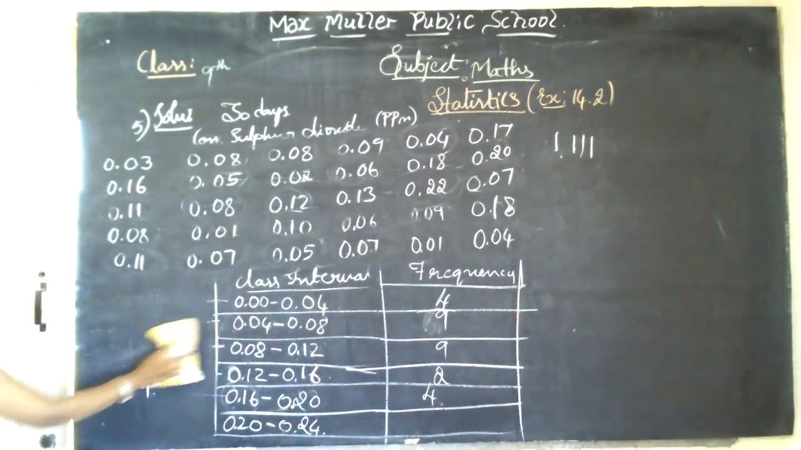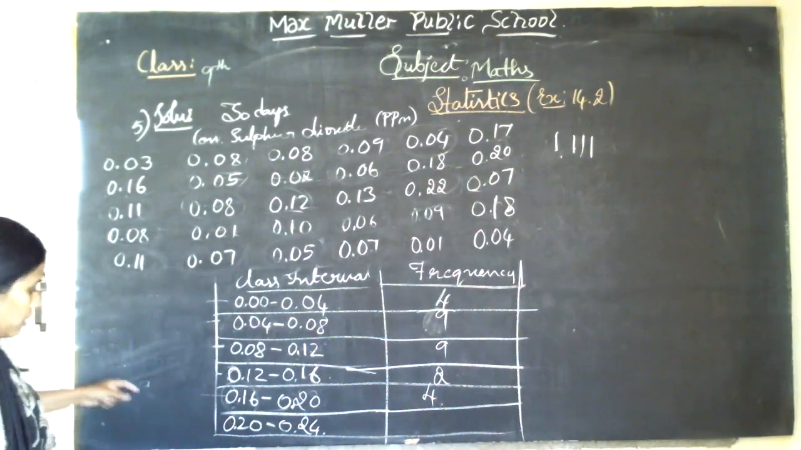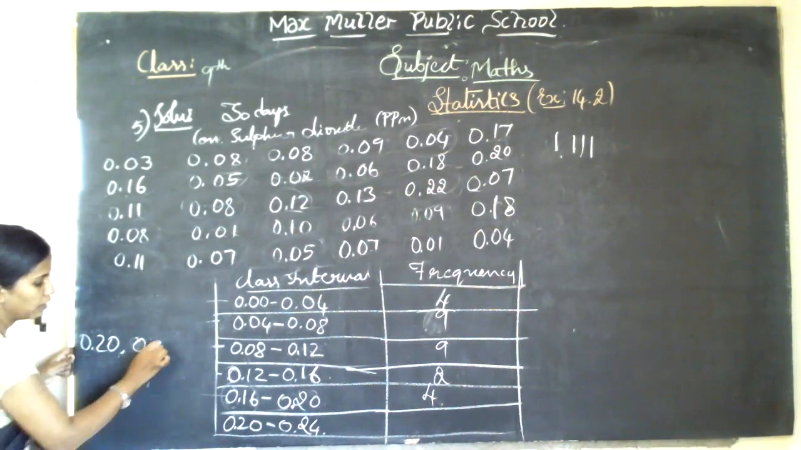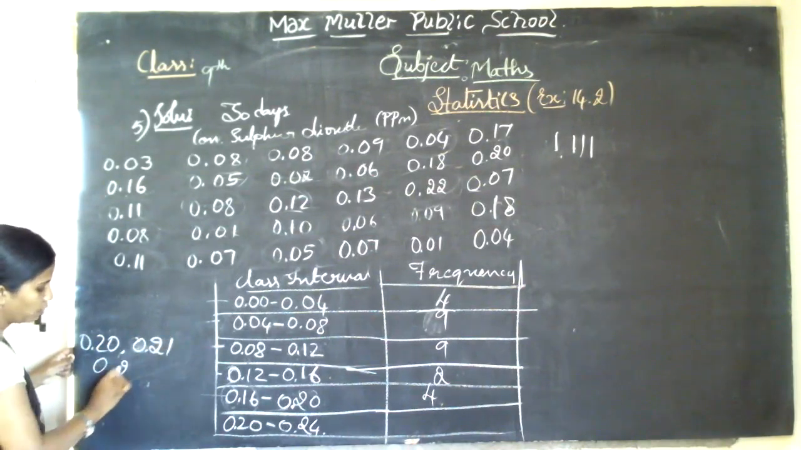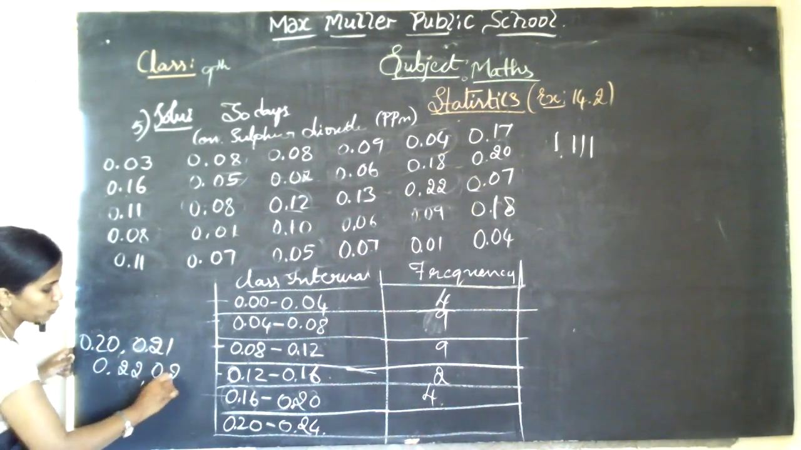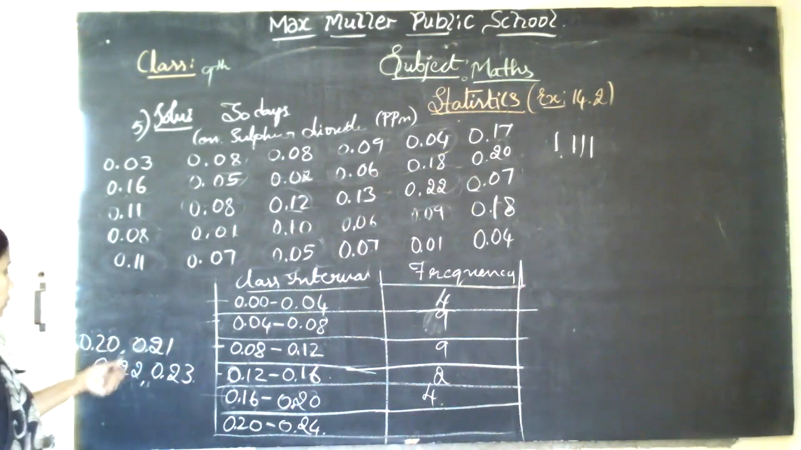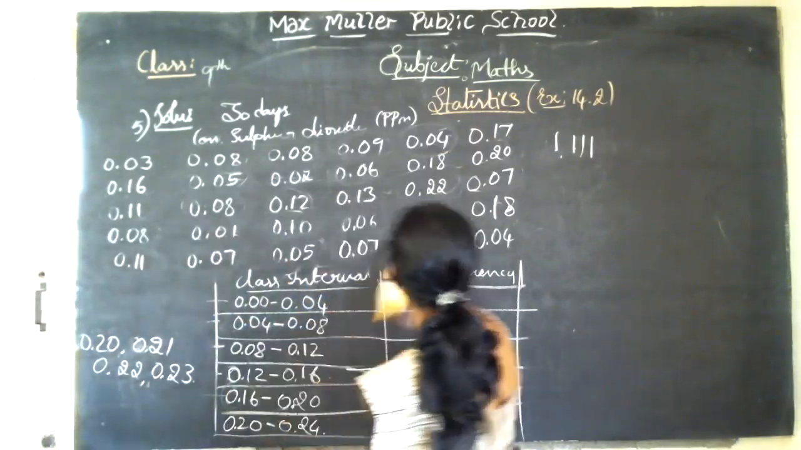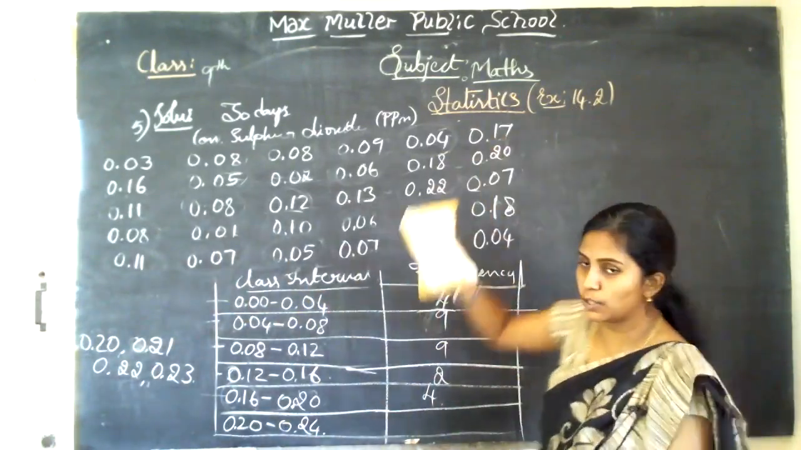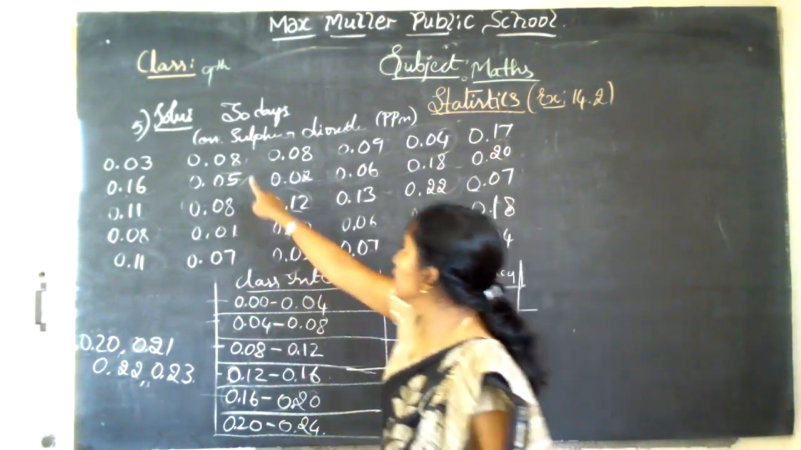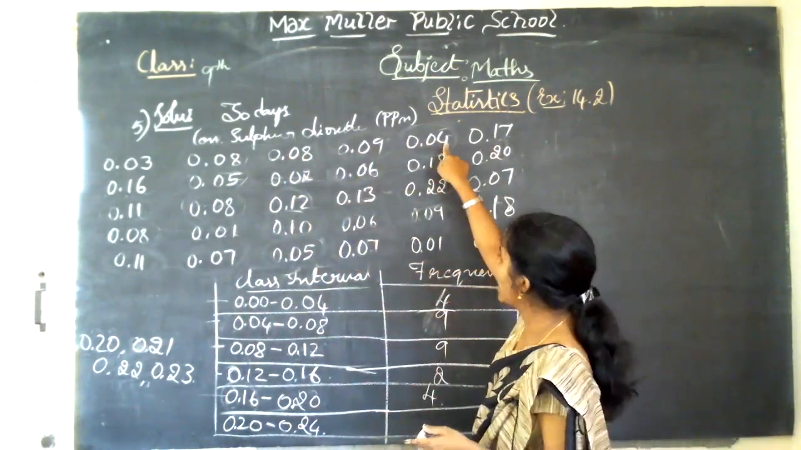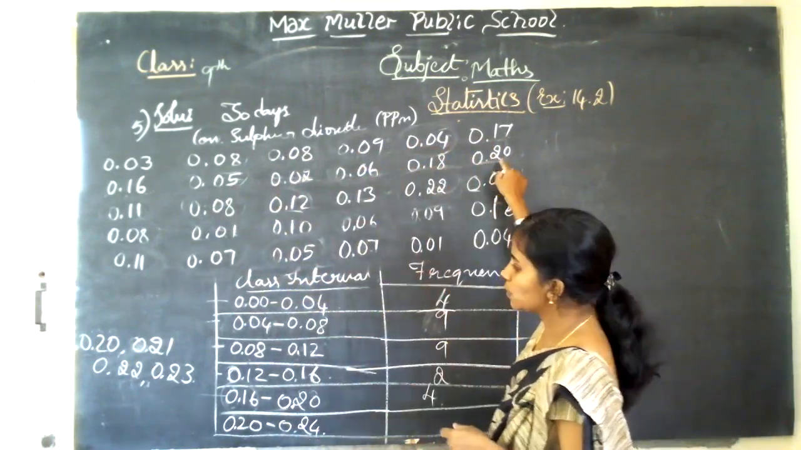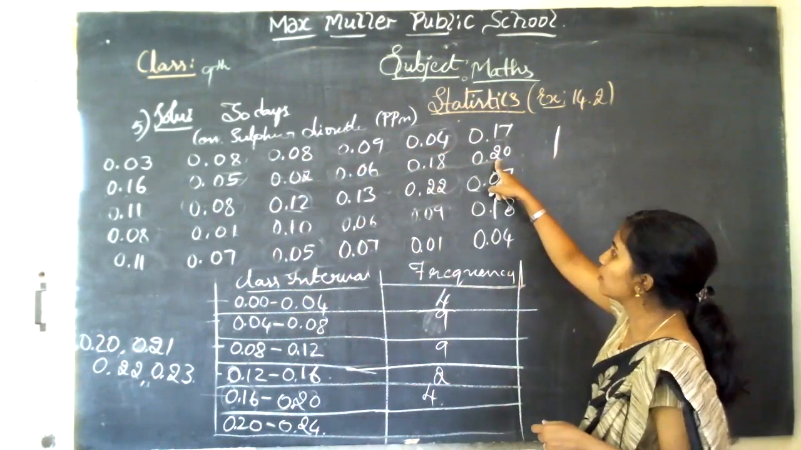As I told you, include 0.20, 0.21, 0.22, 0.23. Now, see in the first row, do you get any numbers? 0.20, 21, 22, 23, you have to get. In the first row you won't get any. Second row, you have 0.20.